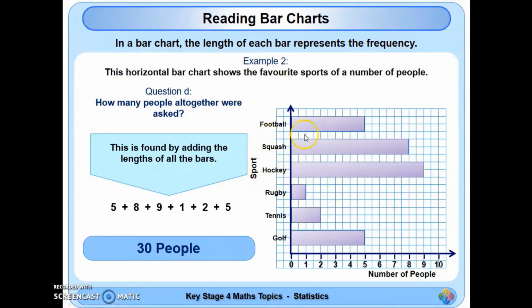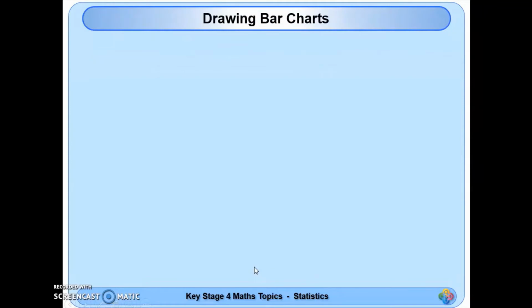Again, look at the set out of the bar chart, equal widths for the bars and equal widths for the gaps. Axes are labelled accurately and the scale is nice and accurate as well, going up in a consistent amount. Okay, let's move on to drawing bar charts.